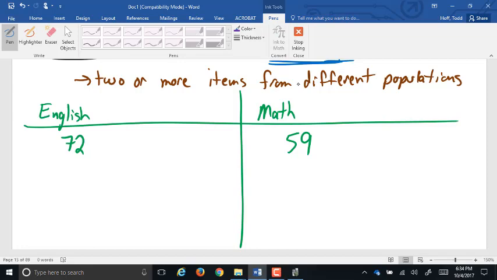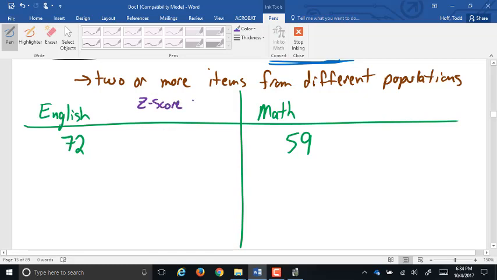So we use something called a Z-score. A Z-score compares that number back to its own population. It is equal to the number, we're going to call it X, minus the mean of its population, divided by the standard deviation of its own population.